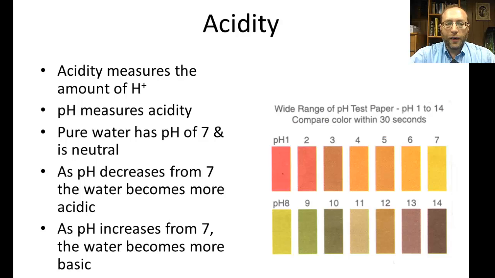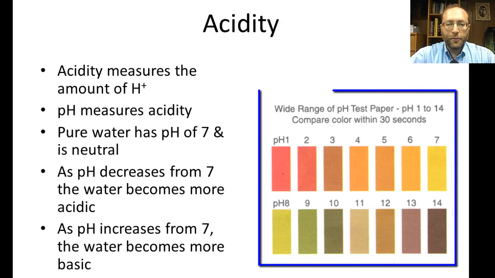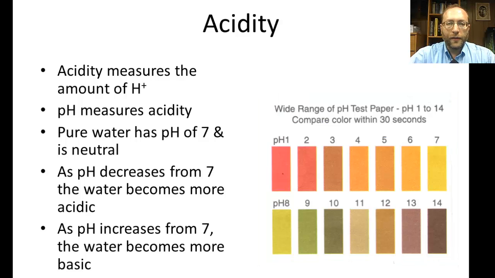And when you go from 7 up to as high as 14, the water becomes more and more basic. What you have over here in this picture shows what happens with the pH paper that we're going to be using. We have universal pH paper. You take that paper and put it in a solution, and it will change color. That color will show you what the pH is. So I'm going to show you a video now of testing the pH of aquarium water.